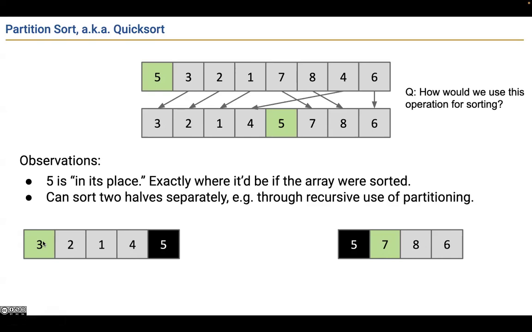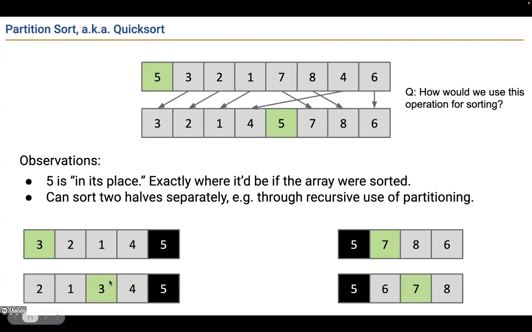I would take all the items less than 3, put them on the left of 3. All the items greater than 3, put them on the right. Do I have to worry about 7, 8, 6? No, that's a separate subproblem. That's someone else's problem. And so I can partition on 3. This is a valid partition on 3. It's not the only one, but it's one of them. Everything less than or equal to 3 on the left, everything greater than or equal to 3 on the right.